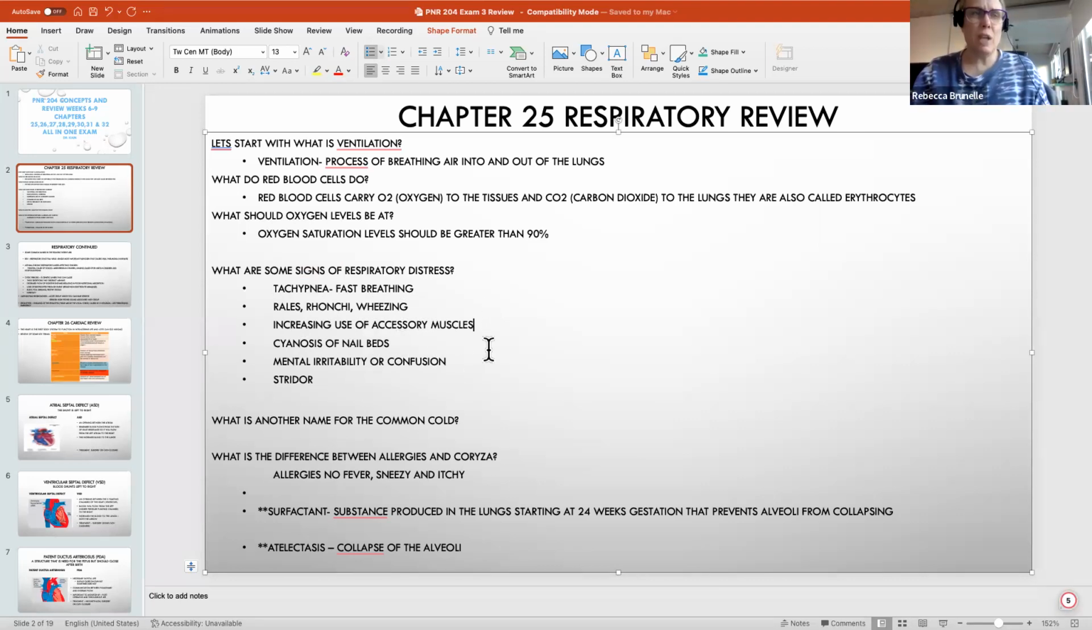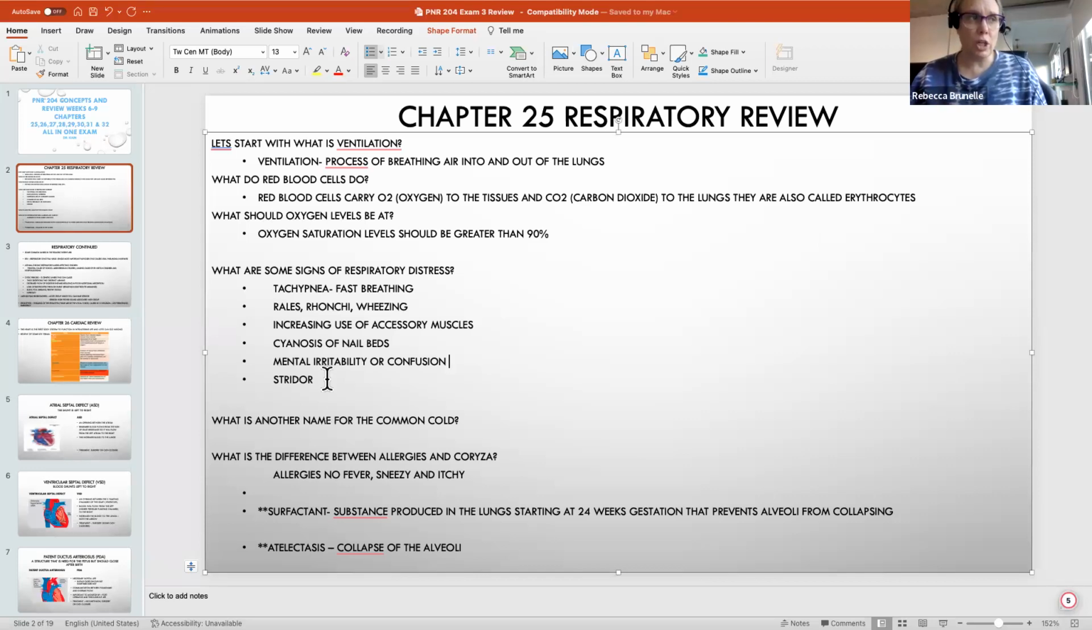Cyanosis of nail beds is one you usually see over time, but it's still considered one of the symptoms of respiratory distress. This is like looking a little bit blue in the nail bed. This is not something you see if you're lacking oxygen for 5 minutes, but if someone has had a lack of oxygen for an extended period of time, you'll see this. And this still falls under the category of signs and symptoms of respiratory distress. Sometimes if they're having a hard time breathing, they're not getting adequate oxygen levels, or they're not able to exhale their carbon dioxide, they can be a little bit irritable or confused.